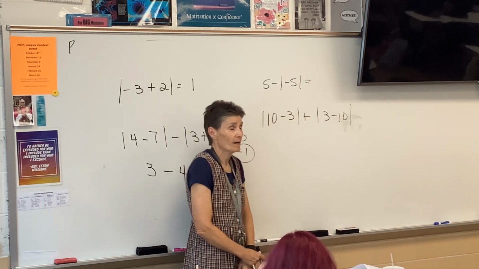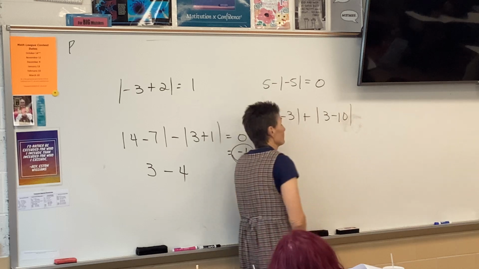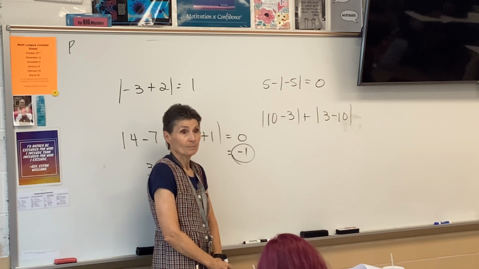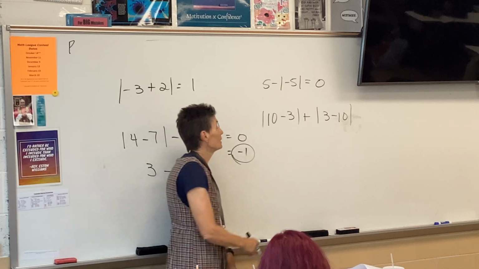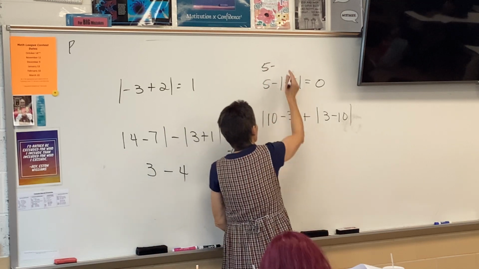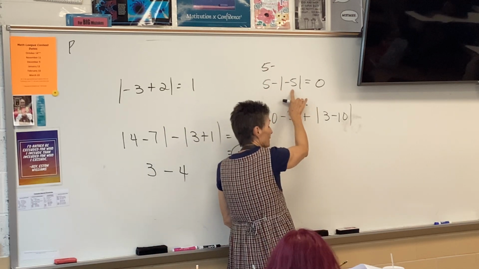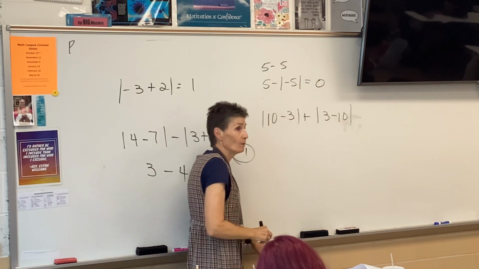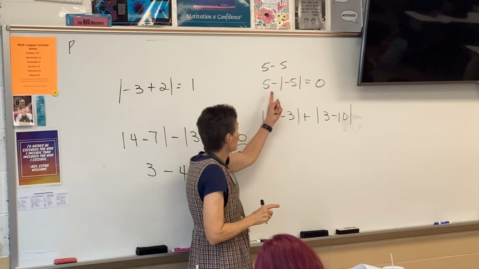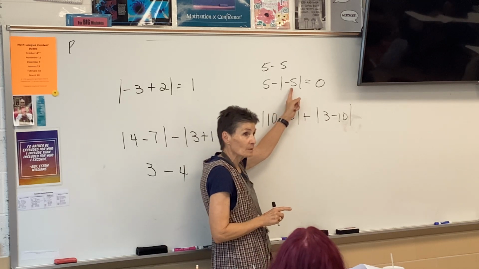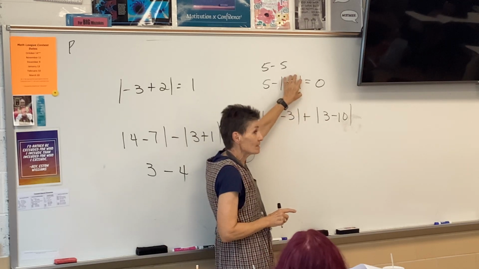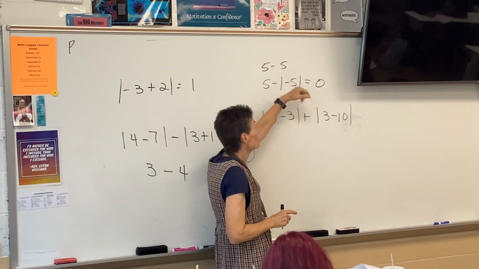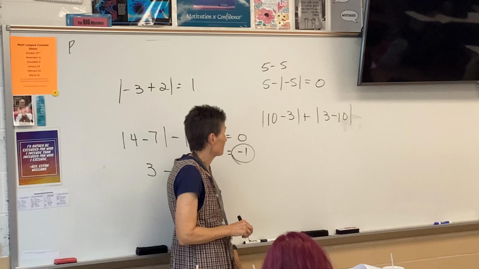0. I heard 0 again. Any other ideas? Nope, everybody thinks it's 0? What is the absolute value of -5? 5. 5 minus 5 is 0. I hope nobody tried to cancel these. You can't, you have to take care of this first, and that becomes positive 5, so you're right, 0 is the answer.